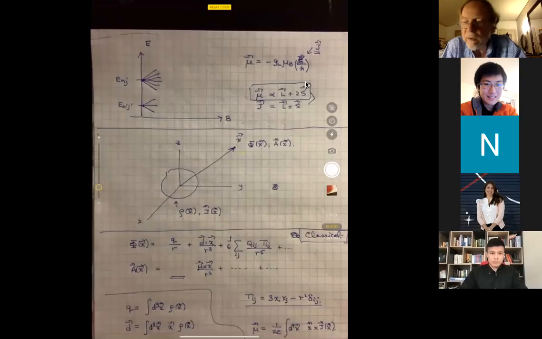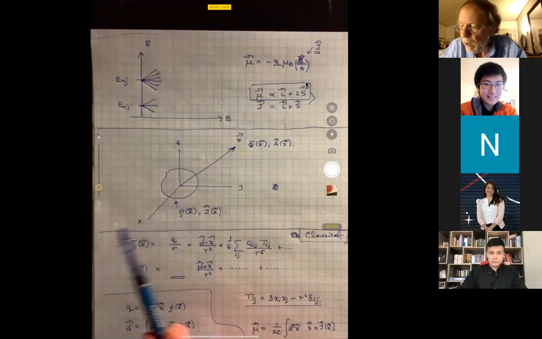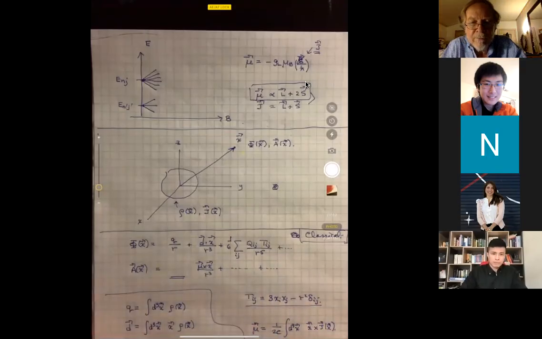Are there any other questions? If you took some random classical distribution of current and charge, it would have all the moments out to infinity. There's an infinite series of them. Is that what we get for a proton? Any other questions?